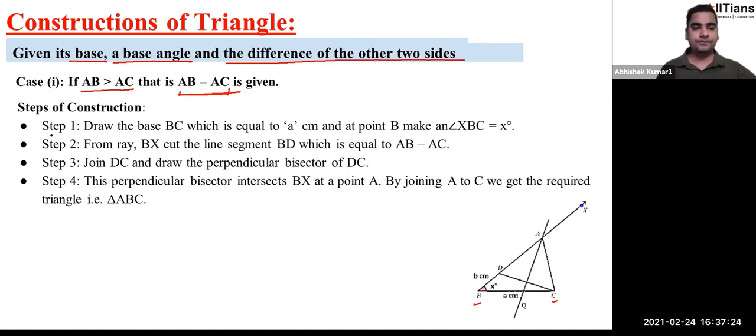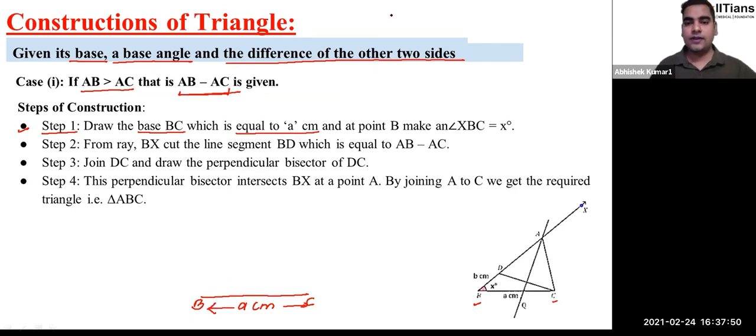Check out. There are some steps. In the very first step, you have to draw base BC. Here we have assumed the length of base BC to be equal to a centimeter. So let us assume this is your BC. This is B. This is C. This line segment BC has length equal to a centimeter. That is going to be your very first step here.